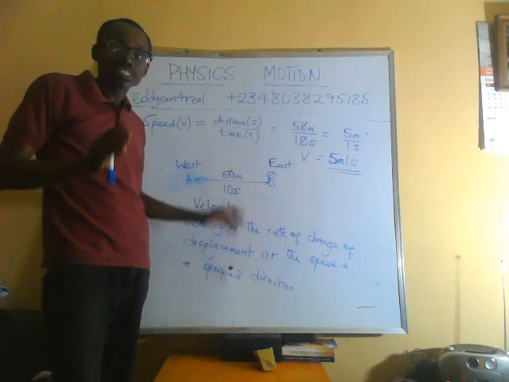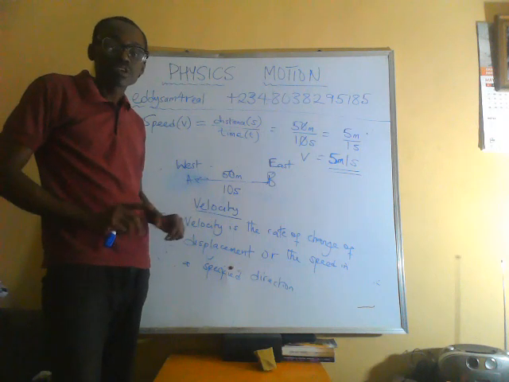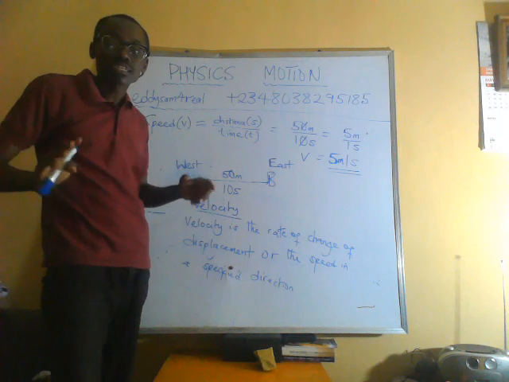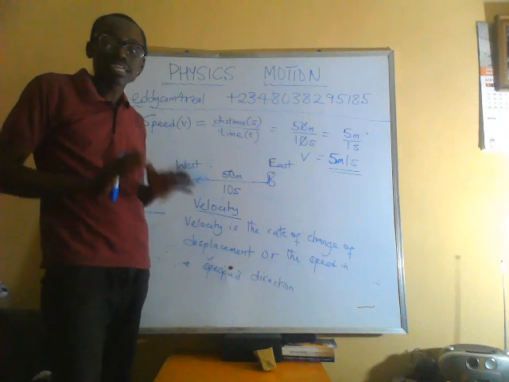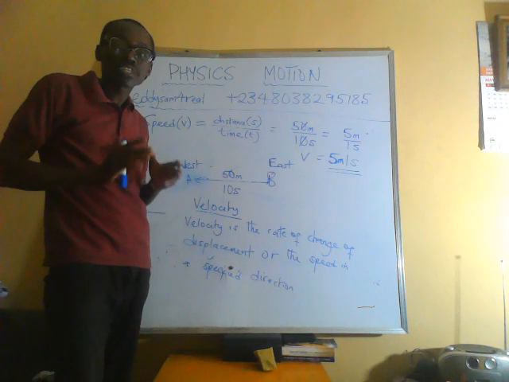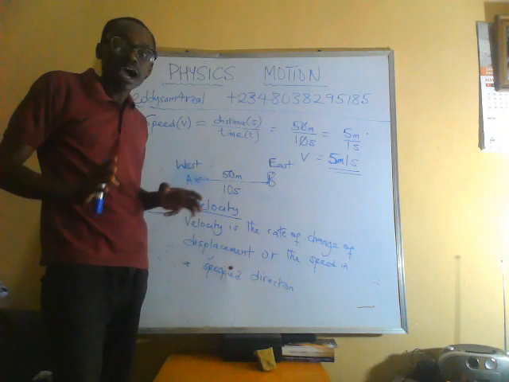Velocity is the rate of change of displacement with time. You can also define velocity as the rate of change of distance in a specified direction. Or you can define velocity as speed in a specified direction.